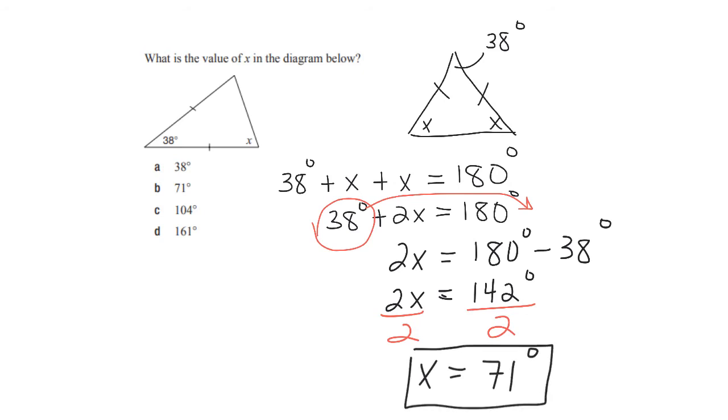So angle x in the bottom interior corners of my triangle, each of them have to be equal to 71 degrees. And if I go back and look at my multiple choice option list, I can see that 71 is one of my options. So I'm just going to go ahead and circle our correct answer.